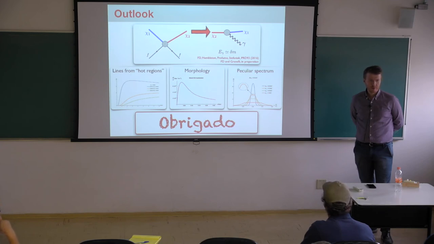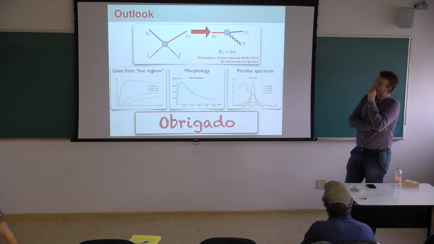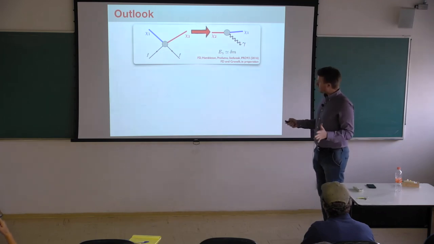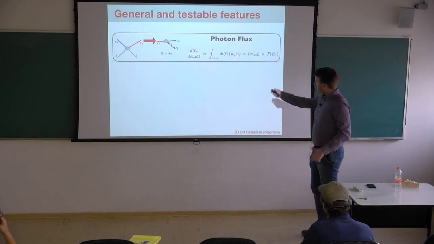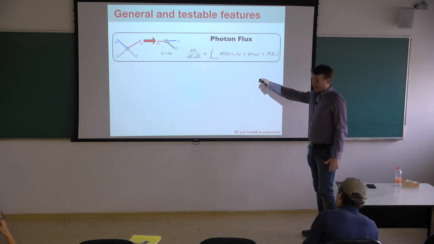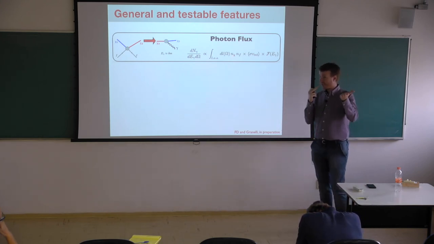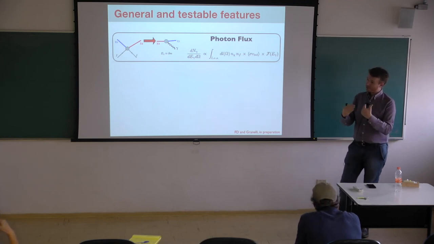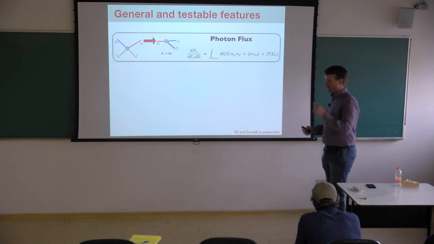SUSY, no. So there are a few problems I see. Let me go back to this equation, which is a big problem. M chi suppresses the rate. So if you go to higher mass, then you have less flux. So I think you can have a light Bino, no? But if you have two neutralinos to be light, I think it's tough.